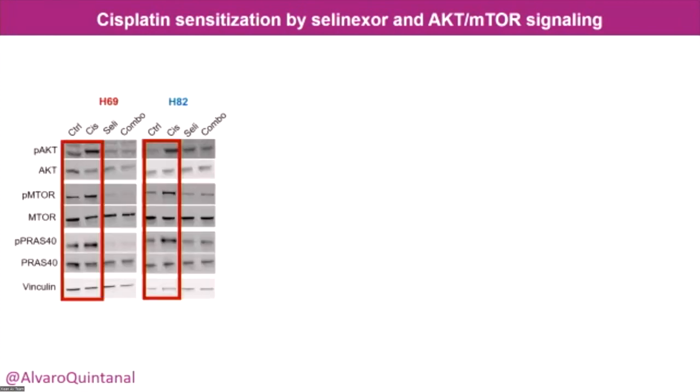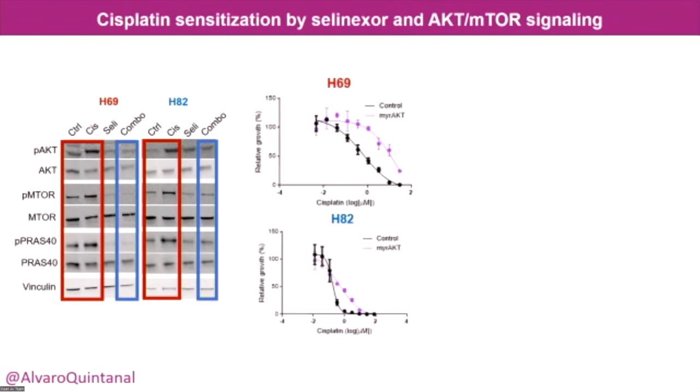What we saw is that when we treat small cell lung cancer cell lines with chemotherapy, they get induction of the AKT-mTOR pathway, potentially as a cytoprotective or anti-apoptotic mechanism. However, when we treat them in combination with selinexor, the exportin 1 inhibitor, we don't see this anymore. So this was suggesting that the AKT pathway may be related to chemotherapy resistance.